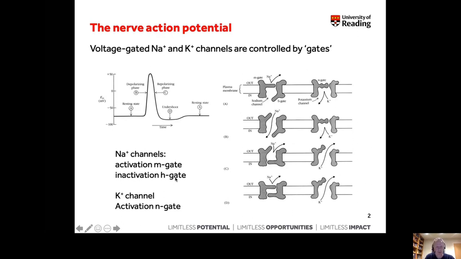And this is just for completeness, really. If you want to know more information, the activation gate for sodium is called an M gate. The inactivation gate is called an H gate. For potassium, the activation gate is called the N gate. You might see these terms in textbooks, again, really just for your information.